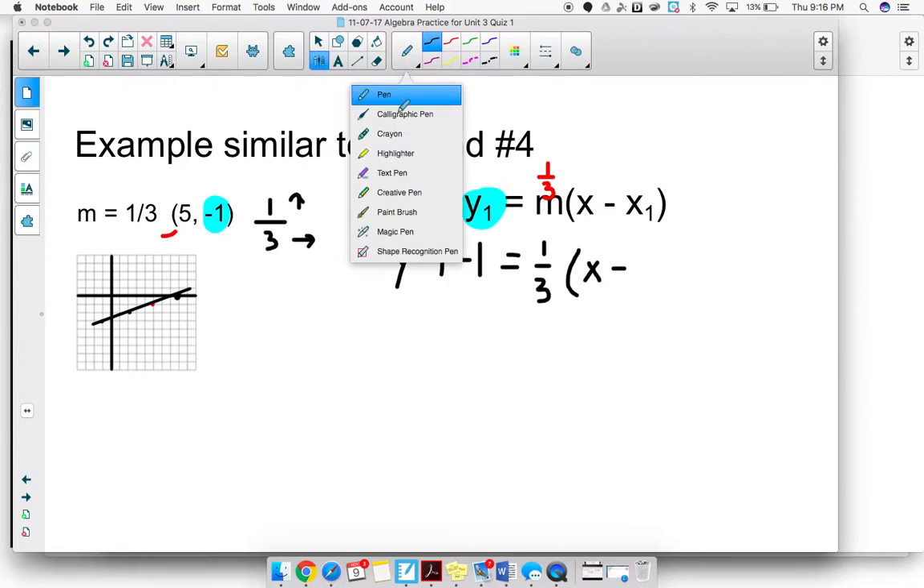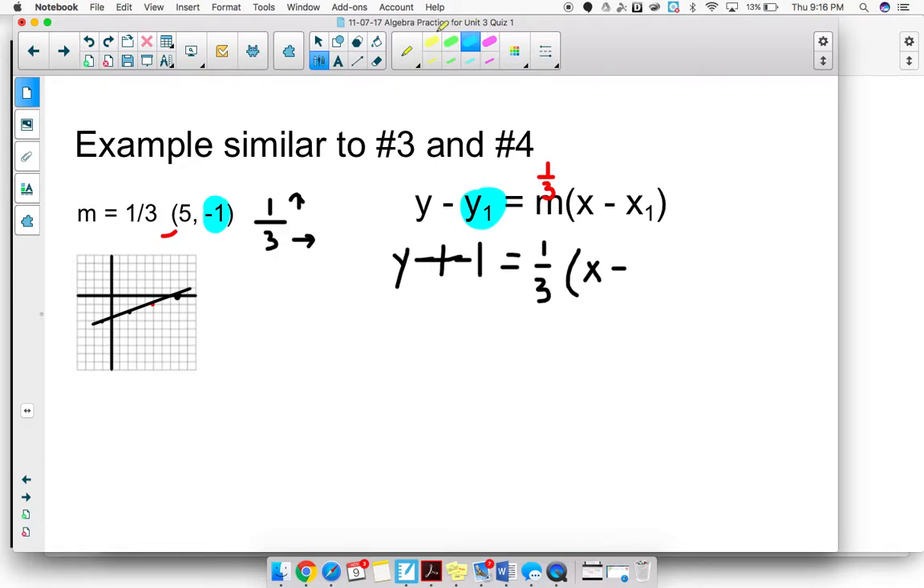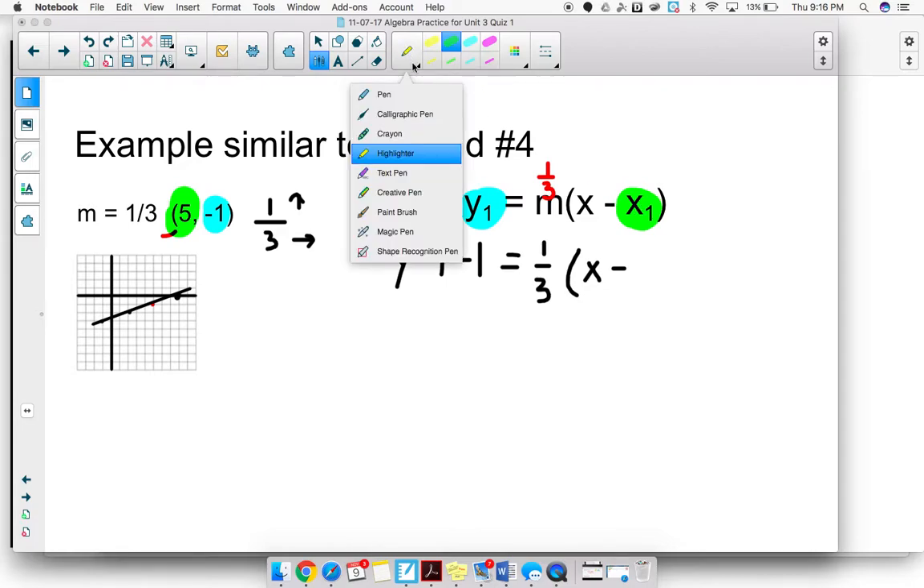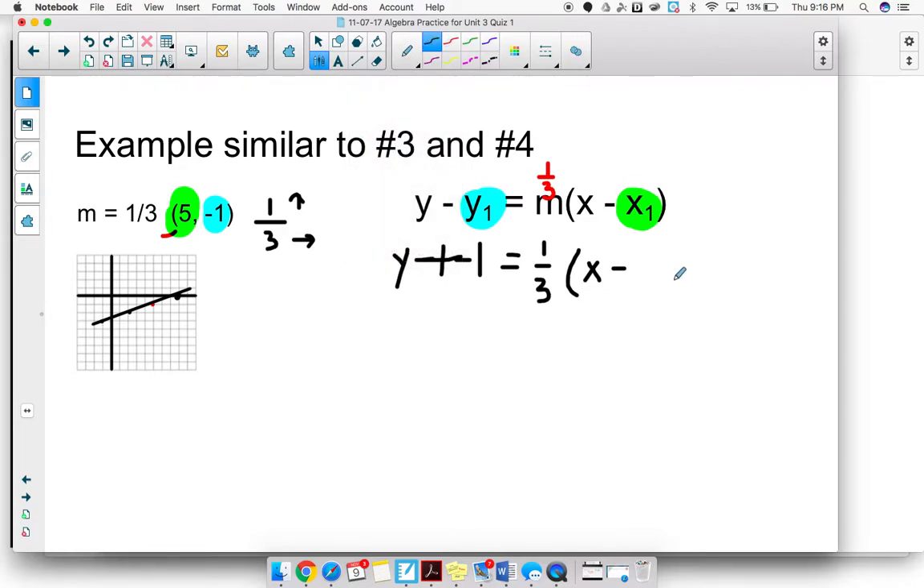Minus the x1 value, which is really just this number right here. It's the x value from a point that exists on the line. So I'm going to take x minus 5 right here.